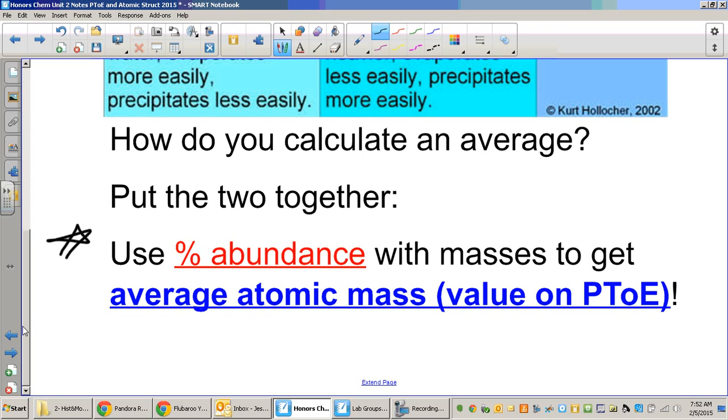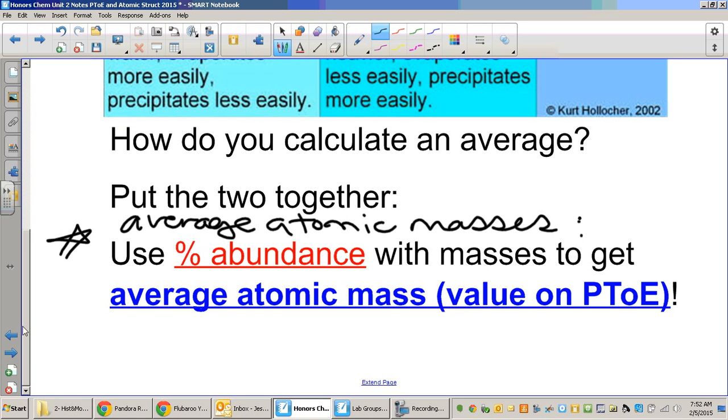Whenever you are trying to calculate average atomic masses, then you're going to be using percent abundance. That's also termed relative abundance. So it's going to tell you in the problem, percent abundance or relative abundance. And then you have to utilize that to calculate your average atomic masses.